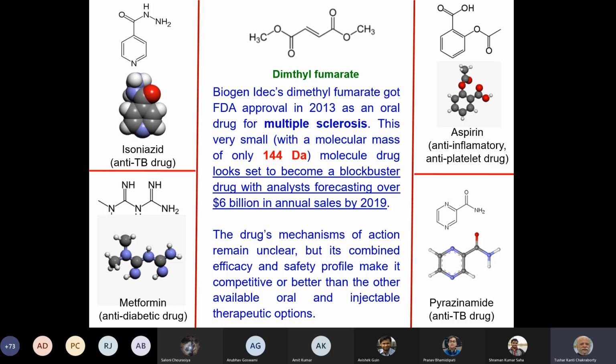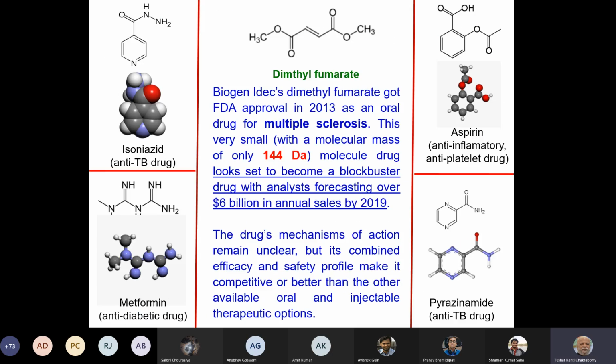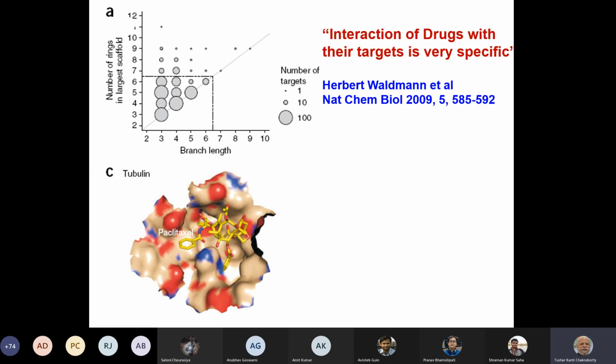For example, isoniazid, an anti-TB drug, is a very small molecule. Pyrazinamide, an anti-TB drug, does not have any chiral center. Then you have aspirin. This is a very old drug, more than 100 years old, and it works wonderfully, because if you have a headache, you take this aspirin, and within 15 minutes you get rid of the headache. Then metformin, for example, is an anti-diabetic drug. So these molecules don't have any chiral center. But most natural products will have a chiral center, and the advantage is that this becomes more and more specific for a particular target.